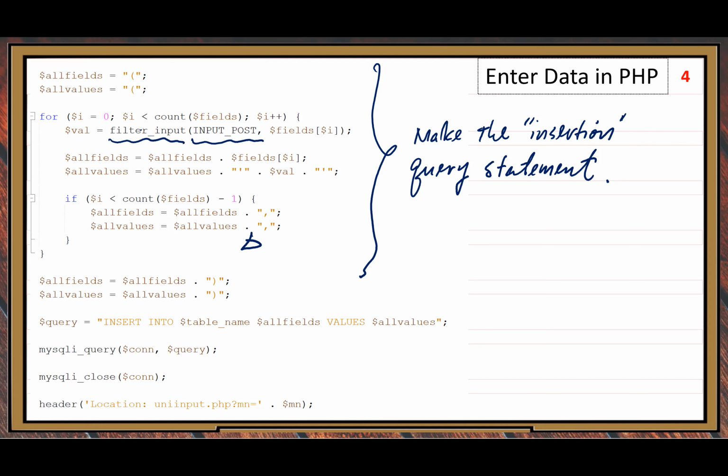So last time when we retrieve input values, we always apply filtering, okay? So then all fields, all values. So I prepare these two parts.